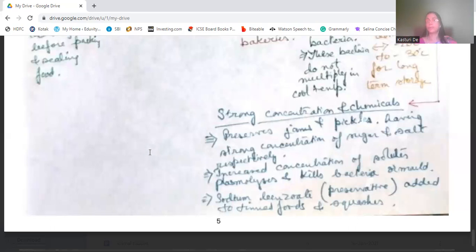So this is the end of the chapter. I mean, not the end of the chapter, the end of the second part of the chapter, that is bacterial economic importance. So both the useful and the harmful effects, and how to preserve food, we have also discussed. So the next part will be on fungi.